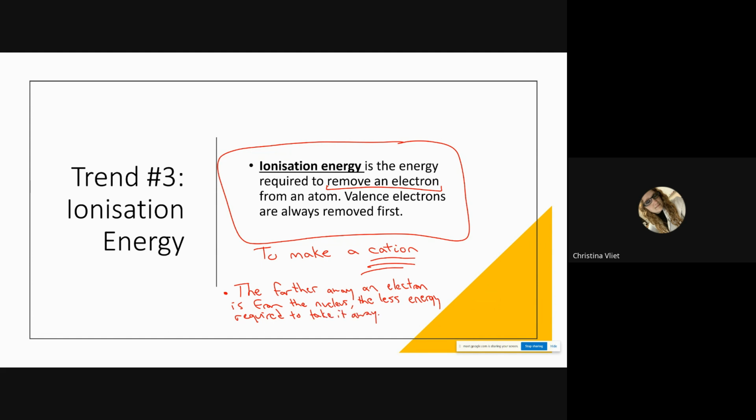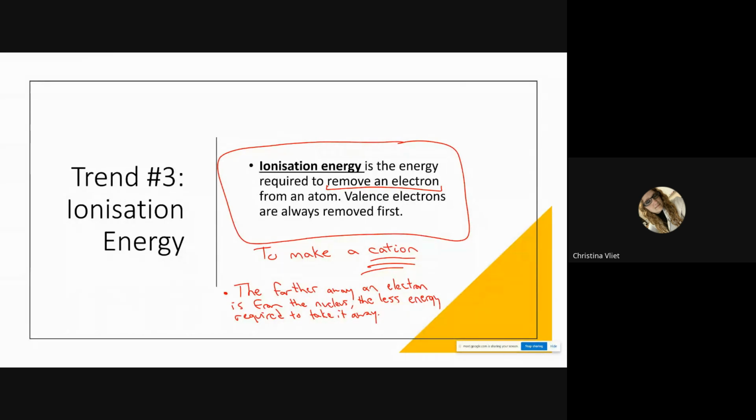I'm not going to write that part. But the reason is that the nucleus can't hold on to it as well because the electron's further away. So the nuclear force won't be exhibited as closely on an electron that's very far away. The force will be weaker for electrons that are further away. And because of that, if electrons are further away from the nucleus, it will be easier to take them away.